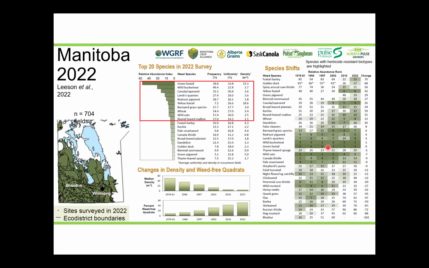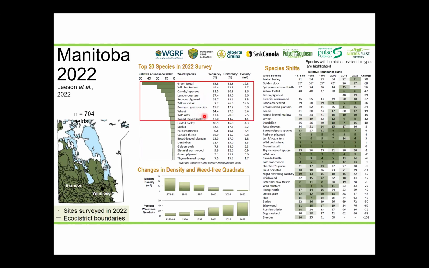Here's our top 10 weeds, which are green foxtail, wild buckwheat, volunteer canola. That one's moved up significantly in the last number of years. Lamb's quarters, red root pigweed, yellow foxtail, barnyard grass species. There's a couple different species of them, but I just lumped them all into one. They're really hard to tell apart which one's which. Volunteer wheat, wild oats, and roundleaf mallow.